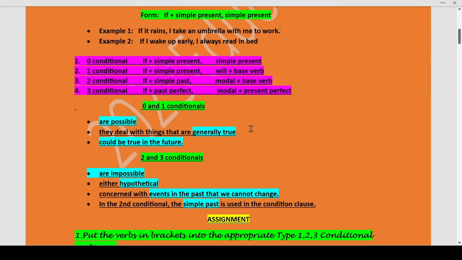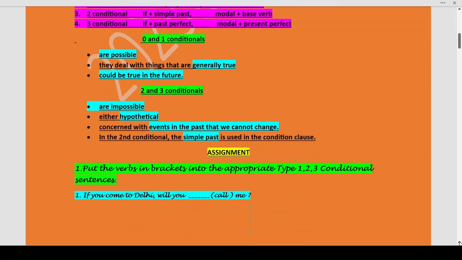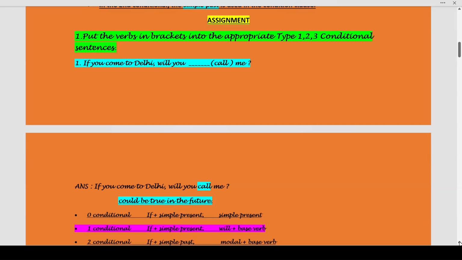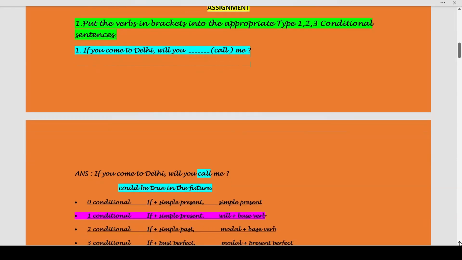But what you have to keep in mind, please note down these 4 formats in purple that you have to memorize. And only on the basis of this will you identify your type of conditional sentences. Also remember that 0 and 1 conditionals are generally true and 2 and 3 conditionals are hypothetical, not true. So let us go over to the assignment. Put the verbs in brackets into the appropriate type 1, 2, 3 conditional sentences.